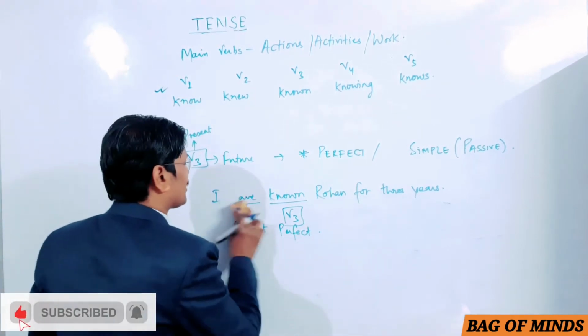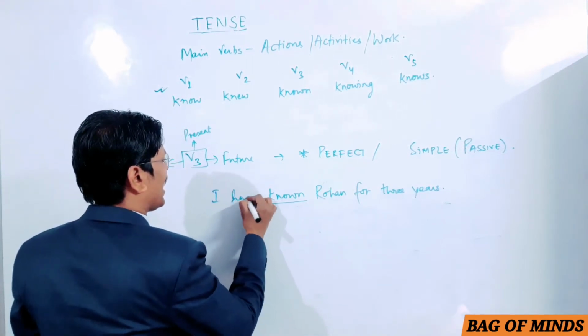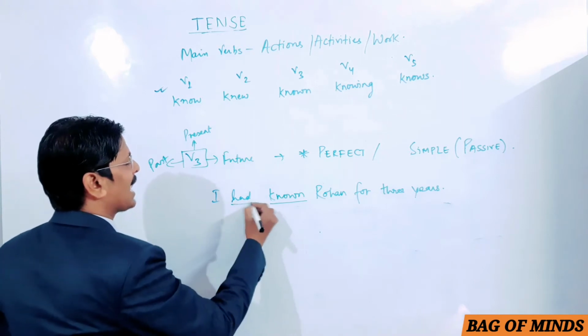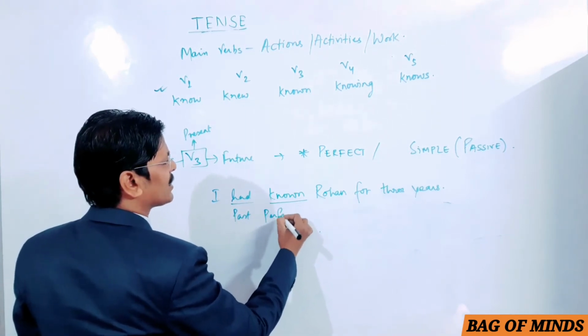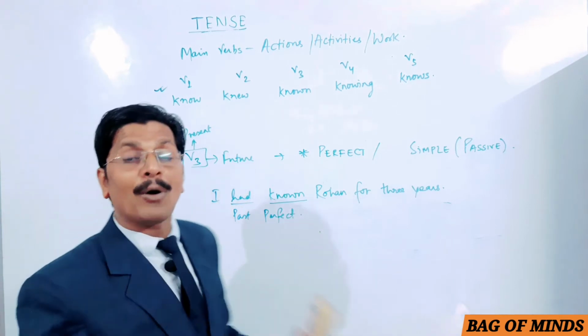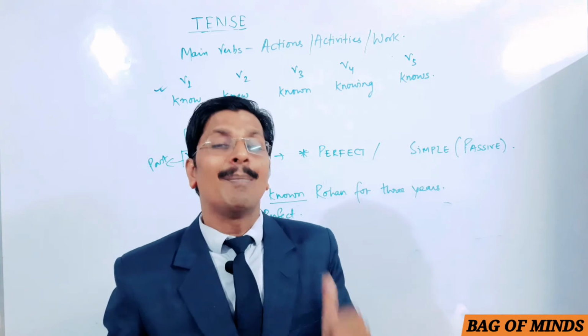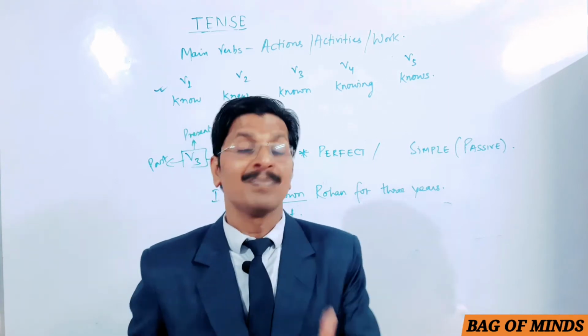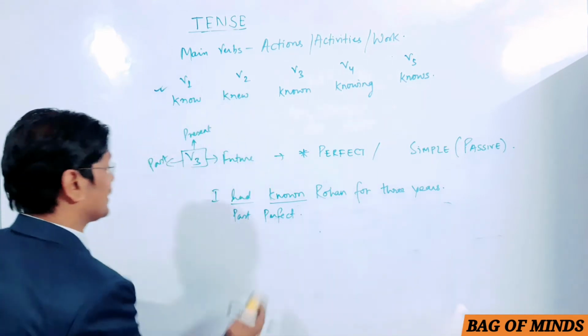Now, if this sentence is twisted like this, I had known. So had is used for past. V3 known, so this is my past perfect. The most important thing for you, my dear viewers, is to understand the right concept of time. If you have the right concept of time, which means you have control over tenses.